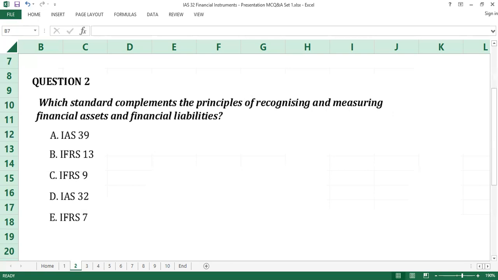Question number 2. The answer to question number 2 is D, IAS 32. IAS 32 complements the principles of recognizing and measuring financial assets and financial liabilities in IFRS 9 Financial Instruments. It, in addition, complements the principles of disclosing information about financial assets and financial liabilities in IFRS 7 Financial Instruments: Disclosures. D is the answer to question number 2.